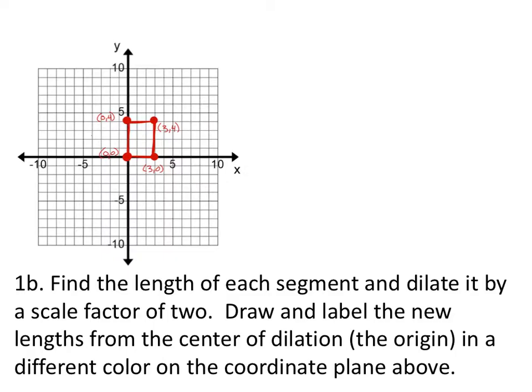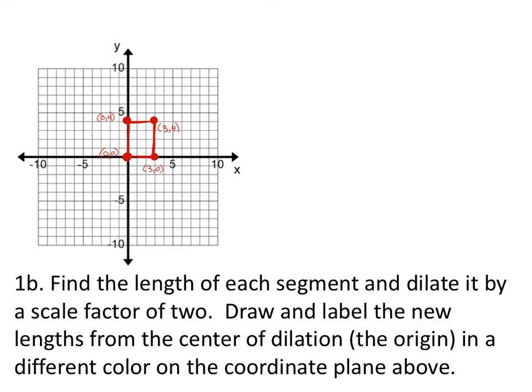So part B, find the length of each segment and dilate it by a scale factor of 2. Now, scale factor has that word factor in it. When we say factor, what operation are we talking about? That is multiplication, all right? So it's a multiplication of 2. Draw and label the new lengths from the center of dilation, the origin, in a different color on the coordinate plane above.